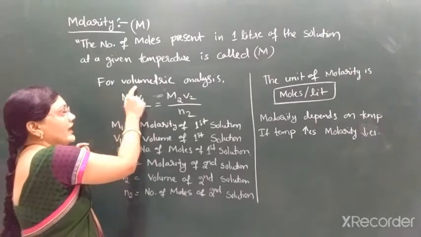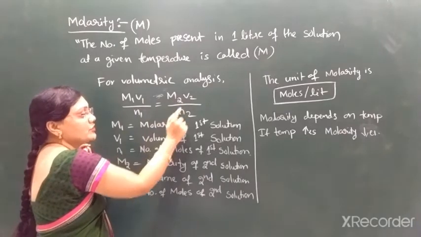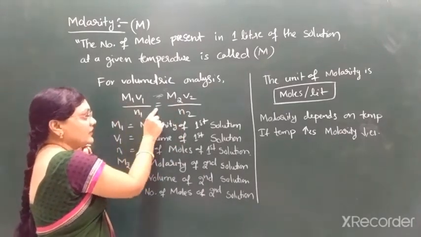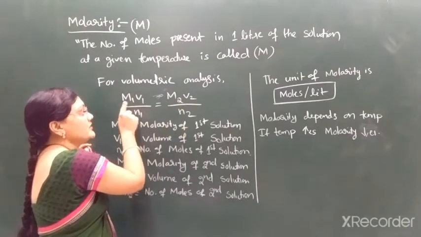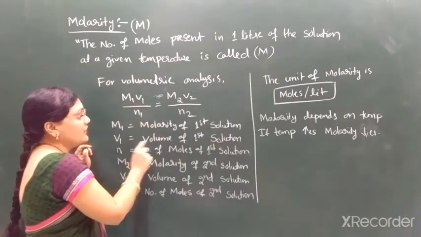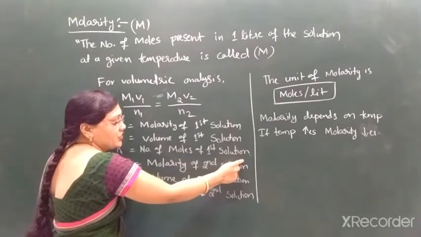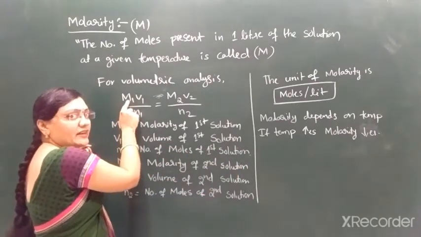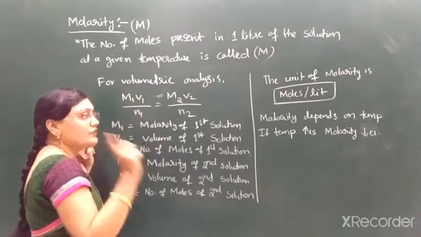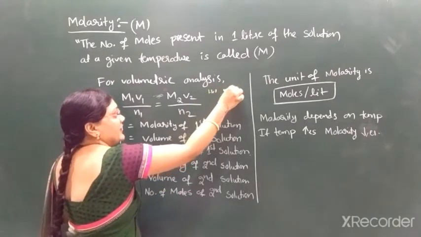For volumetric analysis, M1V1 by N1 equals M2V2 by N2, where M1 is the molarity of the first solution, V1 is the volume of the first solution, and N1 is the number of moles of the first solution. For example, HCl versus NaOH.